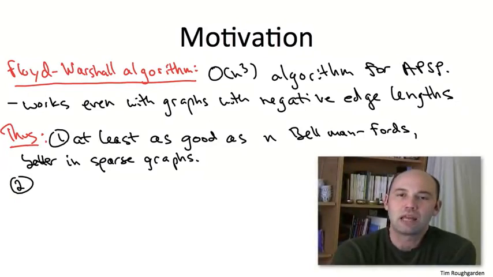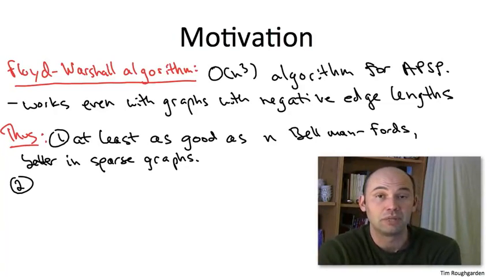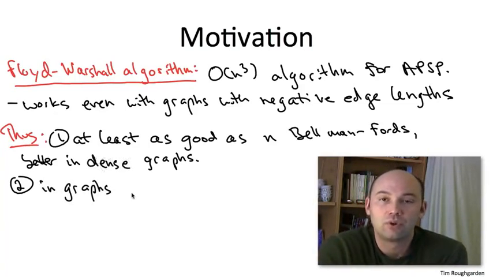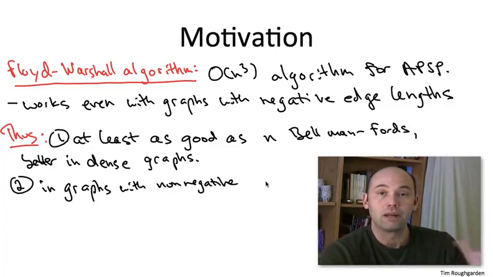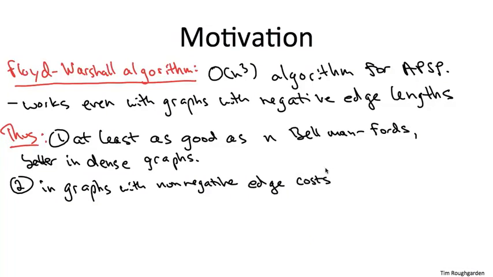Now, for graphs with non-negative edge costs, reducing to the single source problem is actually a pretty good solution because Dijkstra is so fast. So if you run Dijkstra n times, your running time is going to be n times m times log n. So for sparse graphs, you'd really want to use Dijkstra n times rather than Floyd-Warshall, because you get a running time roughly quadratic in n as opposed to the cubic running time we're going to get here. For dense graphs, it's not so clear.